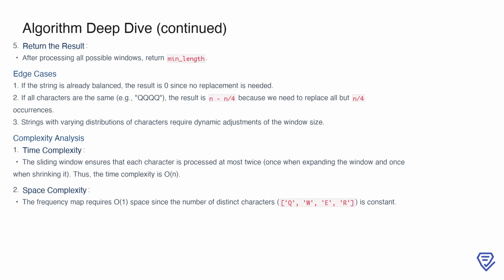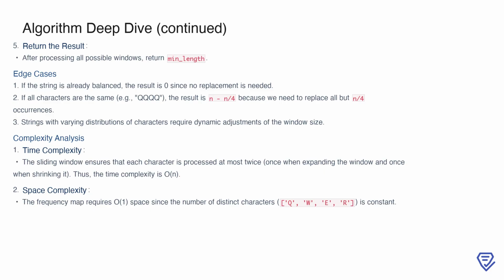There are a few edge cases to consider. If the string is already balanced, the result is 0 because no replacements are needed. If all characters in the string are the same, for example, QQQQ, the result would be n/4, since we need to replace all but n/4 instances of the character. For strings with uneven distributions of Q, W, E, and R, the sliding window dynamically adjusts to find the optimal solution.